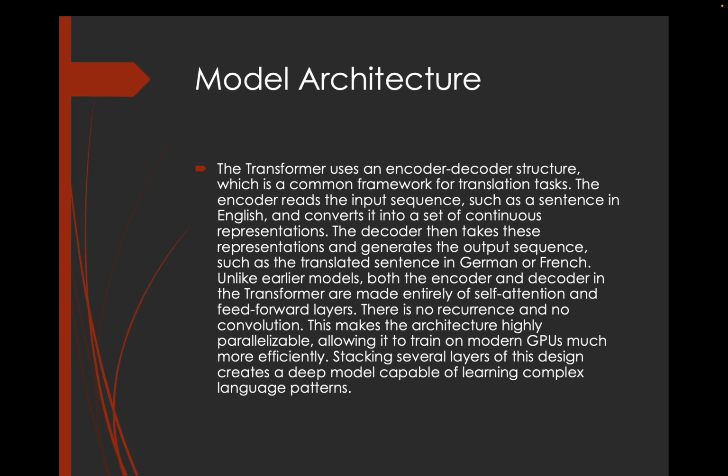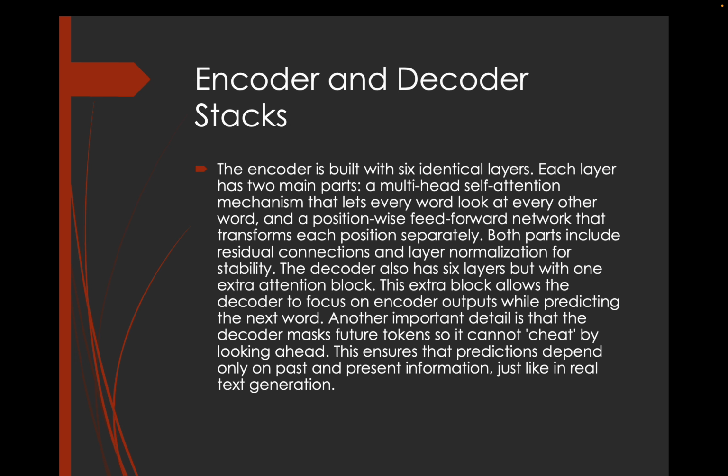Unlike earlier models, both the encoder and decoder in the transformer are made entirely of self-attention and feed-forward layers. There is no recurrence and no convolution. This makes the architecture highly parallelizable, allowing it to train on modern GPUs much more efficiently. Stacking several layers of this design creates a deep model capable of learning complex language patterns.